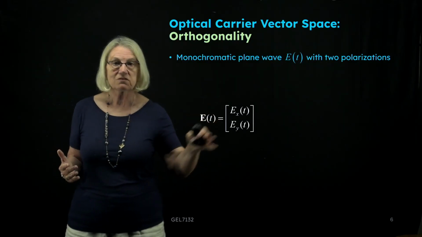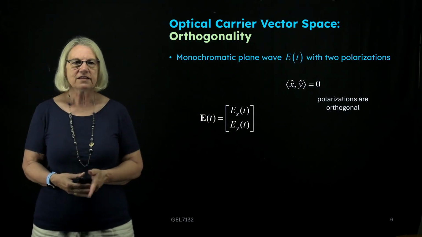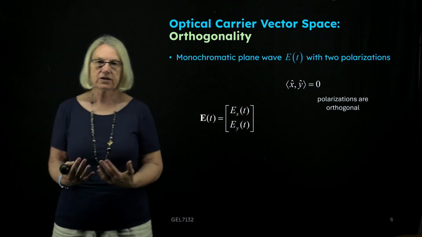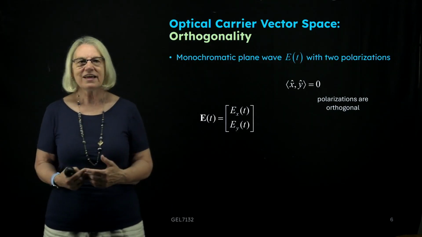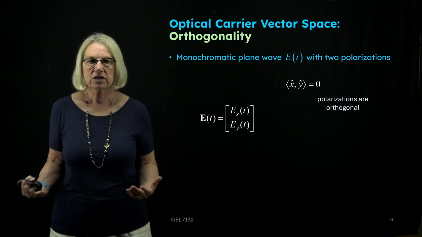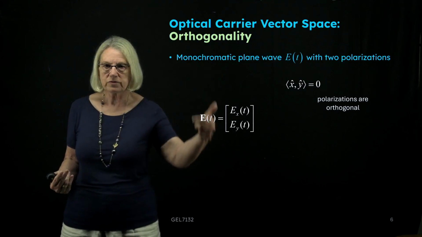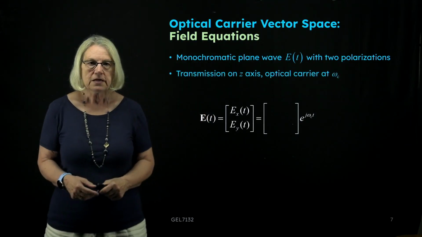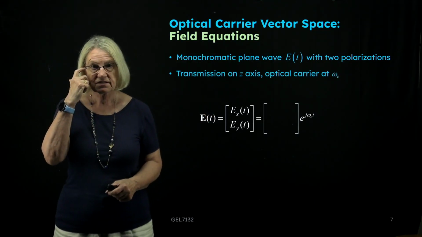So there's two signals, one on each polarization, and these two polarizations, if I took their inner product in the signal space, would have zero inner product because they're orthogonal to one another. One polarization is orthogonal to the other. So as I said, we can use this for transmission.